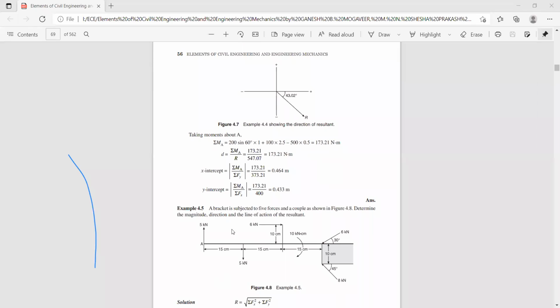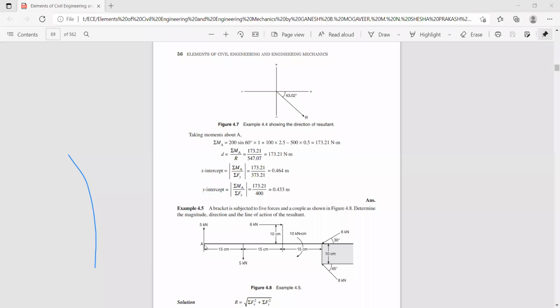Now next we have one more typical problem wherein a bracket is subjected to 5 forces and a couple as shown in figure. Determine the magnitude, direction and the line of action of the resultant. Line of action of the resultant is nothing but the position of the resultant. So here we need to find the magnitude, direction and the position of the resultant with respect to point A.